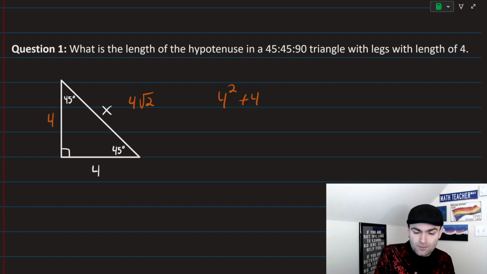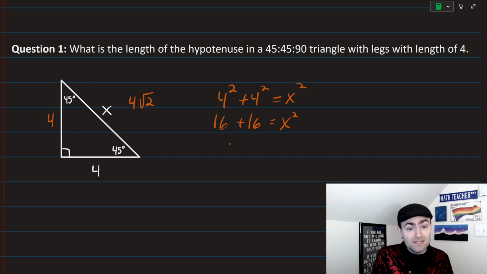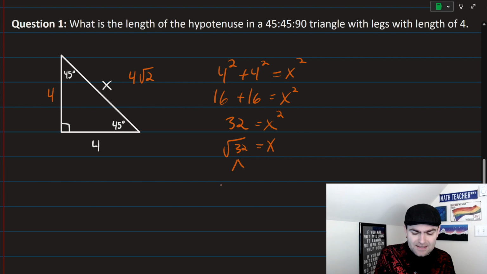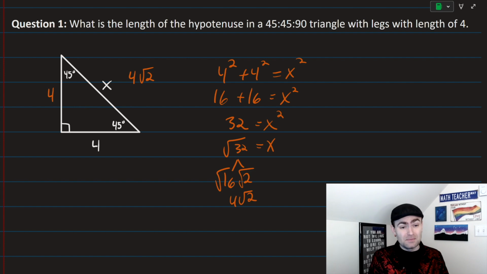4 squared plus 4 squared would equal x squared. 4 squared is 16, so 16 plus 16 is 32, is equal to x squared, so x is equal to the square root of 32. Mr. Willie, those don't look the same. Au contraire. 32 is 16 times 2, and 16 is a square. The square root of 16 is 4, so that is how we get the 4 square root of 2 from this. It is just the simplified version of whatever number we get from the square root. So that is how it works.